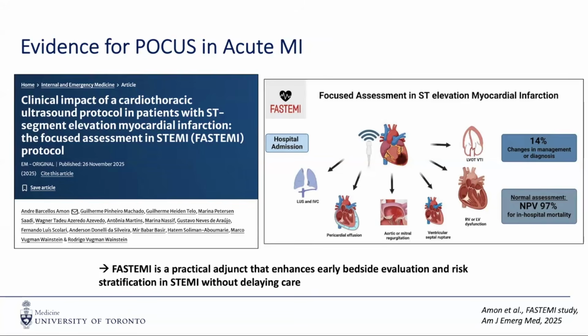You can also see that a normal assessment of lung and cardiac POCUS had a significant negative predictive value of 97% for in-hospital mortality. So they really highlighted that early on, POCUS is a really good adjunct to your bedside evaluation, your ECG and your enzymes, and can definitely help with risk stratification for patients early on.